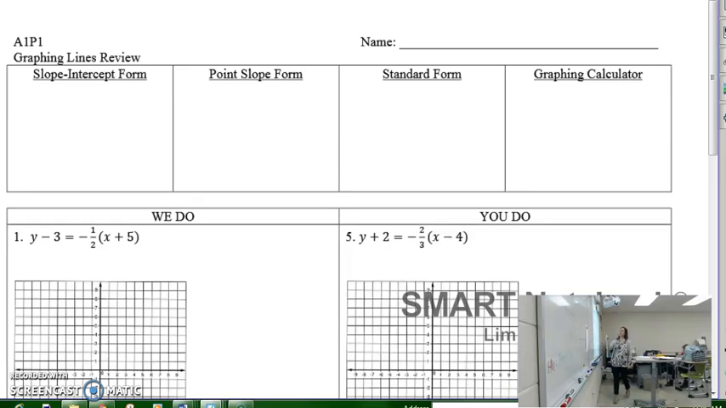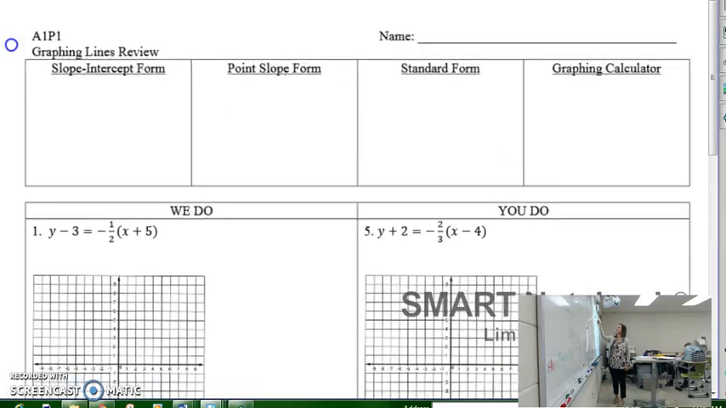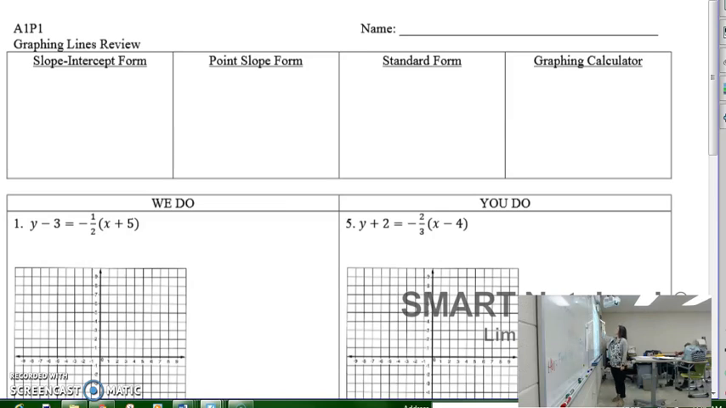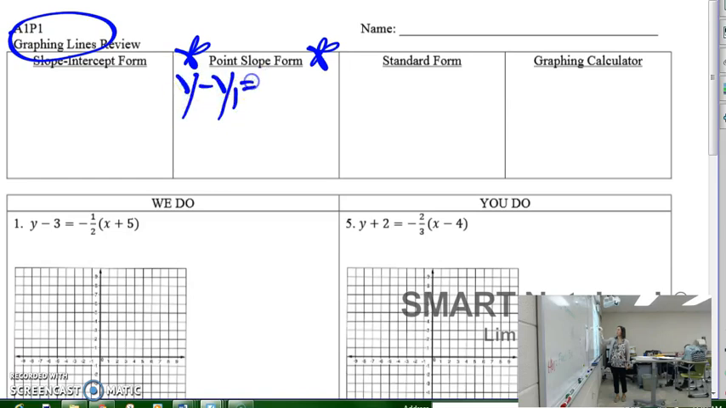We're going to review graphing lines today from several different forms. The first form that we're going to look at is this point slope form. So if you remember when we graph lines using point slope form, we have a general equation that is y minus y1 equals m times x minus x1.